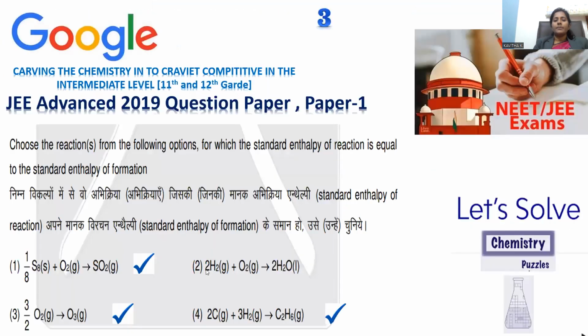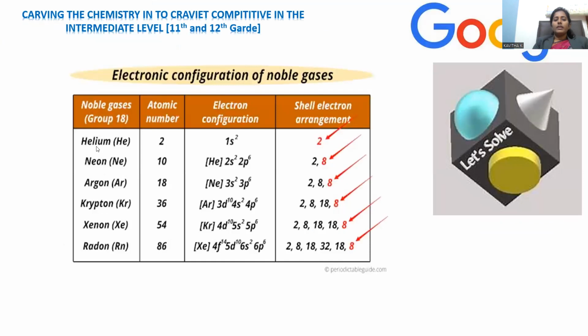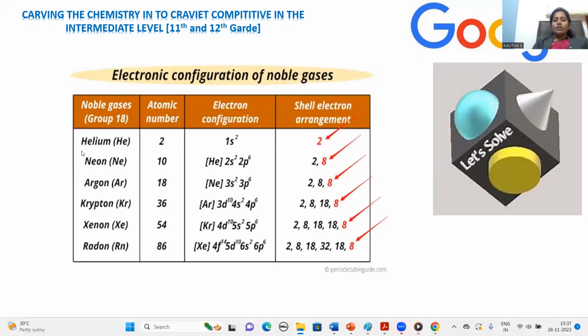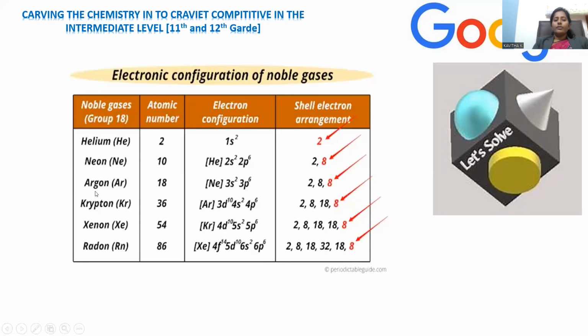Let's check how we can see completely filled. Here, noble gases belong to the 18th group. Helium is abbreviated as He, neon Ne, argon Ar, krypton Kr, xenon Xe, radon Rn. This is the way noble gases are given. Let me repeat again: helium, neon, argon, krypton, xenon, radon are the elements in the noble gases.